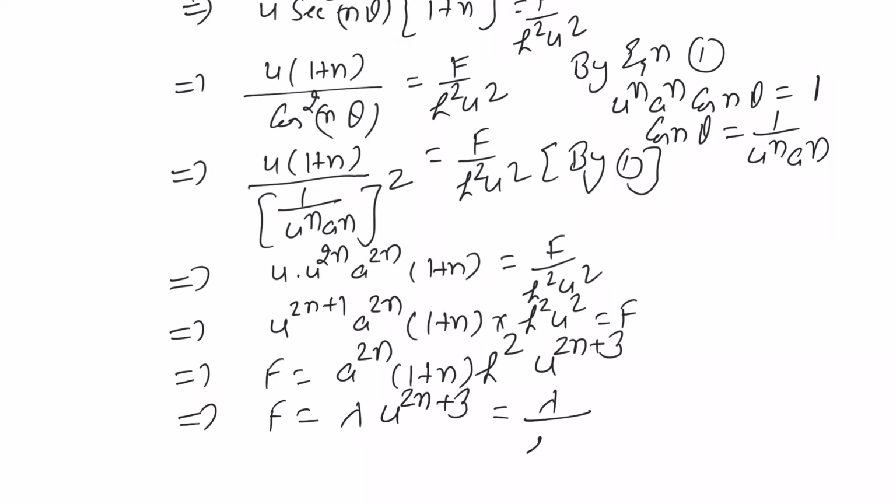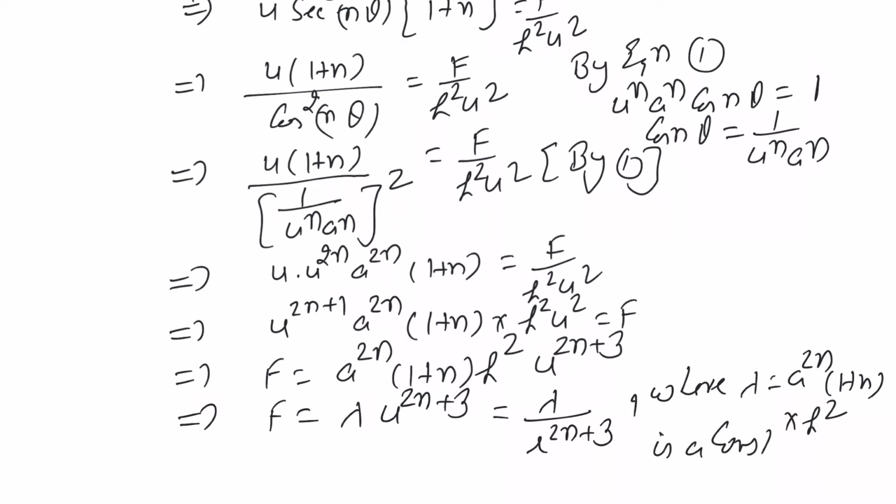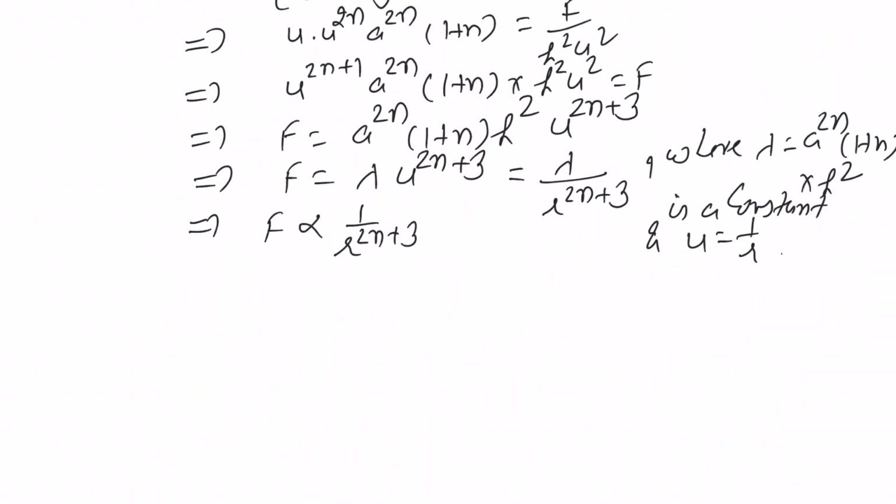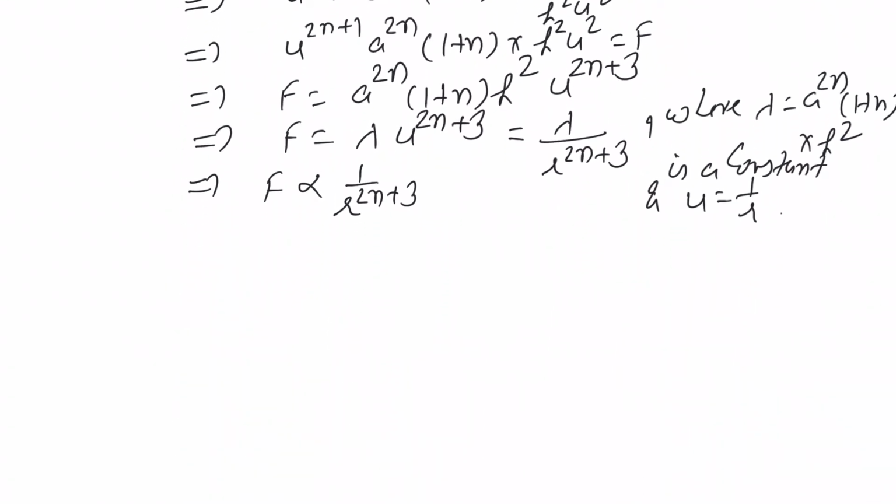This is lambda r raised to the power 2n plus 3, where lambda is equal to a raised to the power 2n 1 plus n into h square, which is a constant, and we know u is equal to 1 by r. This implies that f is inversely proportional to r raised to the power 2n plus 3. So this is the law of force, that f varies inversely as r raised to the power 2n plus 3.